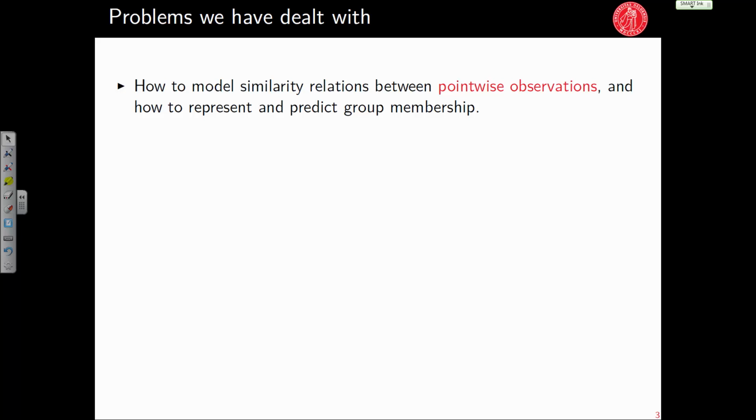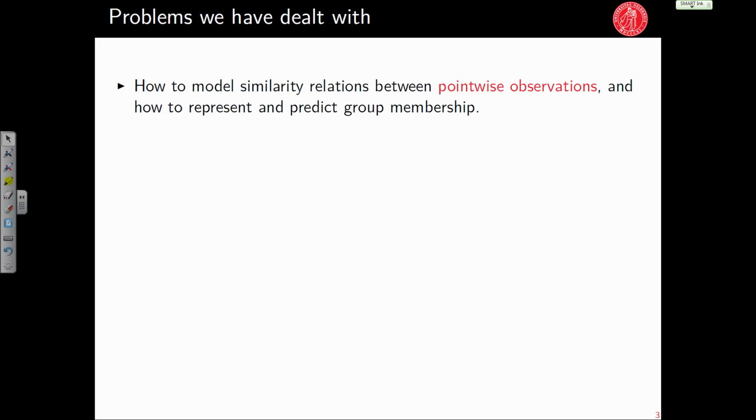So if we are to think about the problems that we dealt with this semester, we can group them into different types of problems depending on what kind of observations or what kind of data structures we are working with. The first type of problems were about how to model the similarity relations between point-wise observations and how to represent and predict group membership. What we mean by this is that our focus was a single data point.